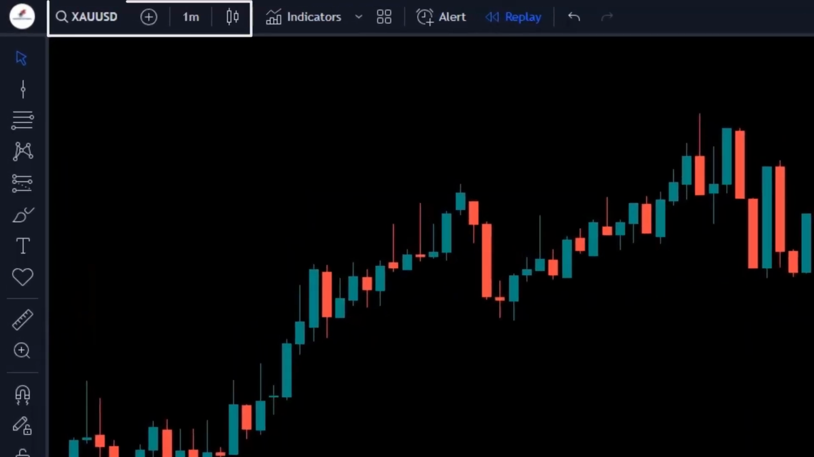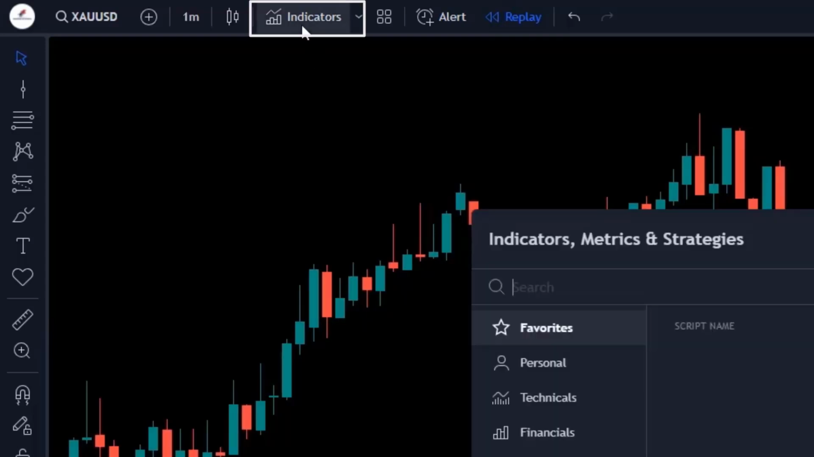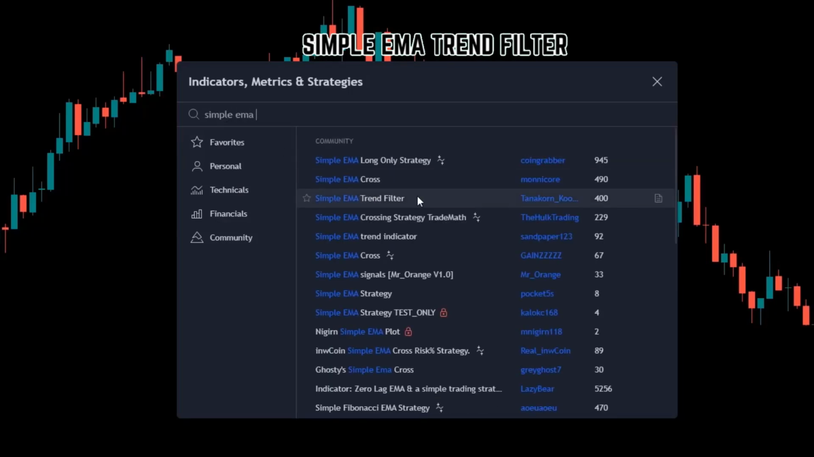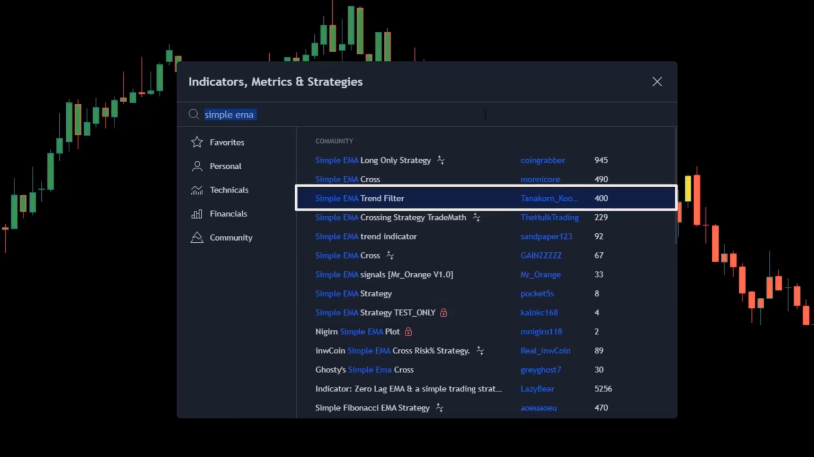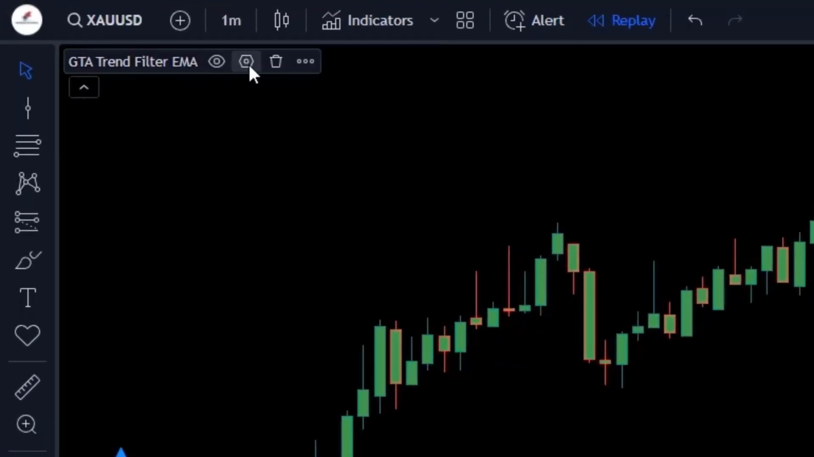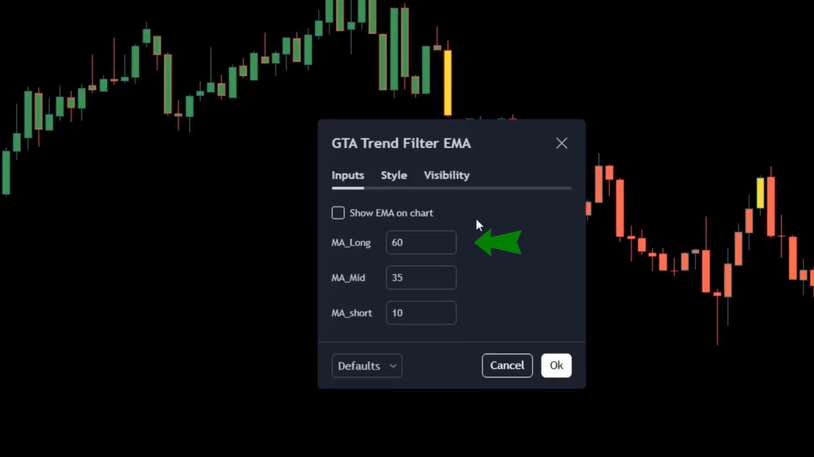We open gold chart 1 minute. First of all, we click on the search box of Tradingview. Search here in the search box: Simple EMA trend filter. Add this indicator to the chart. Now click on the settings of the simple EMA trend filter indicator. MA long has to be changed from 60 to 44. MA mid has to be changed from 35 to 32. MA short has to be changed from 10 to 15.